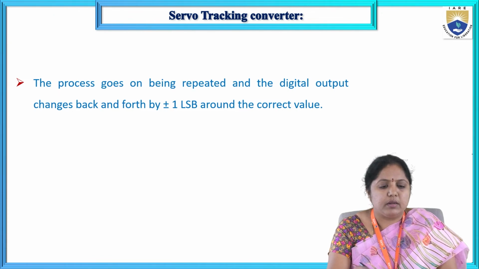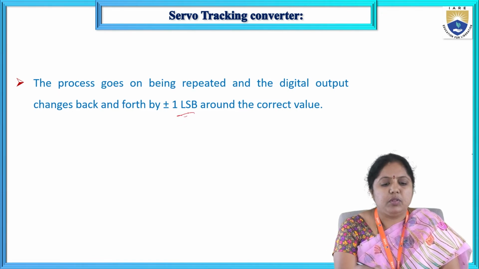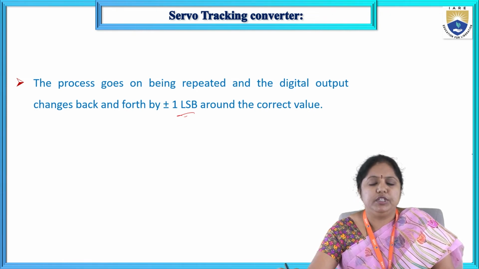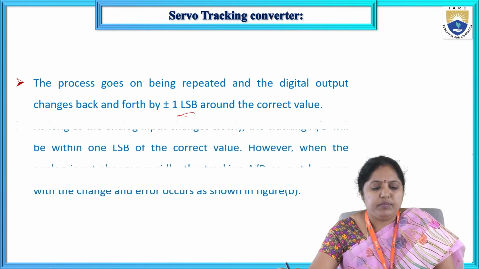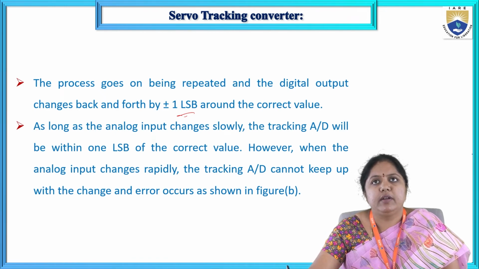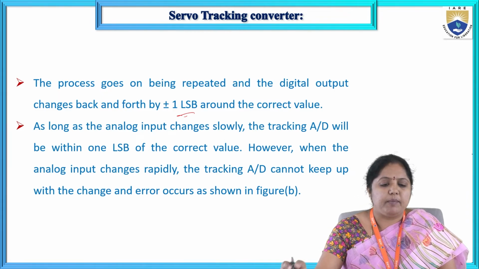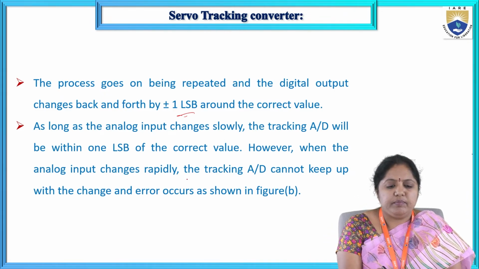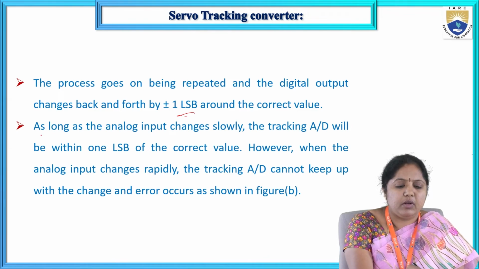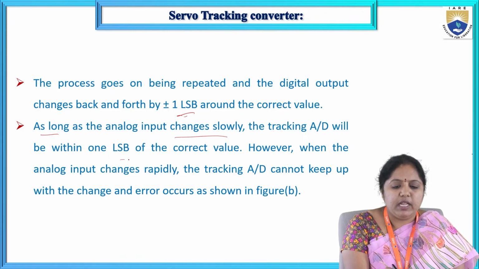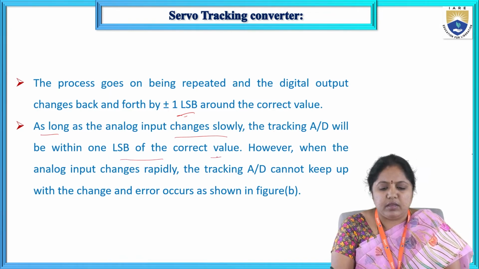Here also we are setting the DAC initially to plus or minus 1 LSB value. First we need to initiate the DAC circuit. For the previous model we set it to plus or minus half LSB. So in the servo tracking type of ADC, as long as the analog input changes slowly, the tracking ADC will be within 1 LSB of the correct value itself.